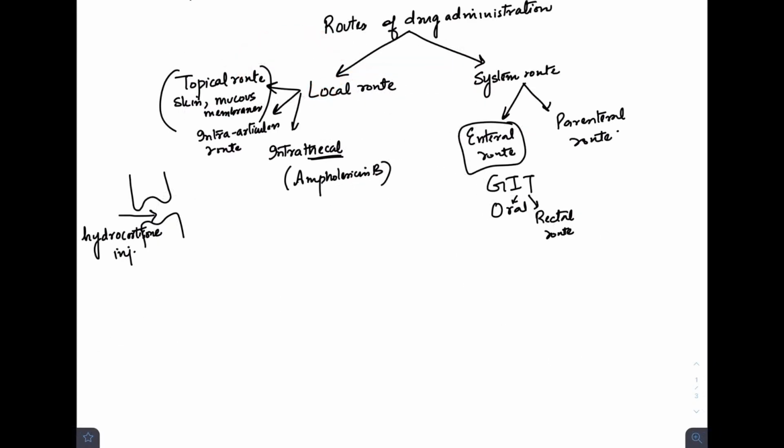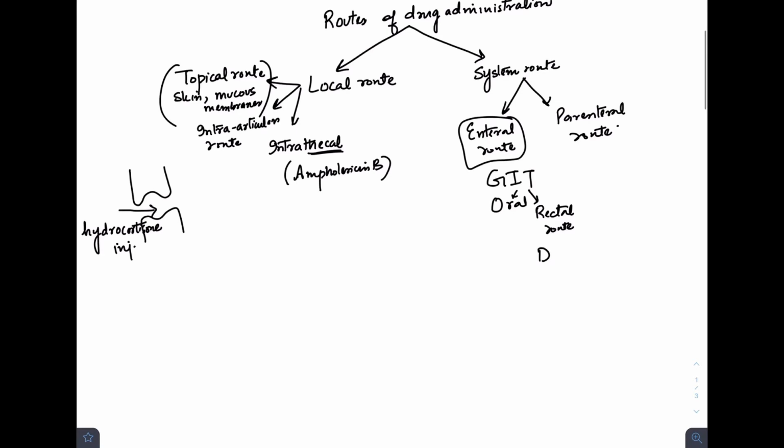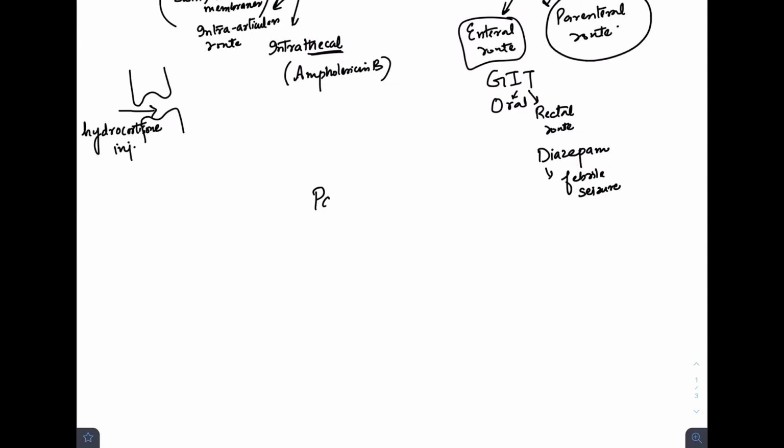For the rectal route, I can give examples such as diazepam. Diazepam is a benzodiazepine given in children with febrile seizures. So in pediatric patients with febrile seizures, we administer this drug through the rectal route. Discussing the parenteral route, let us make it separately.